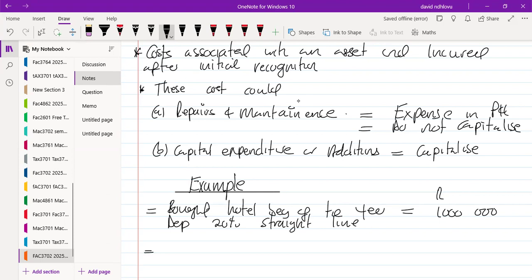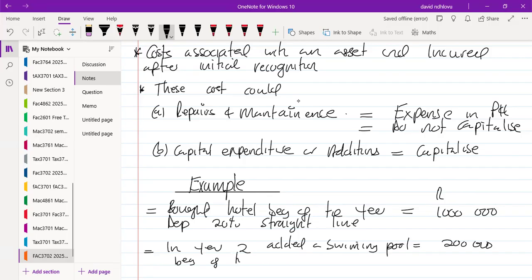Right, then they say in year 2, they added a swimming pool. The swimming pool was 200,000 and it was put at the beginning of the year. Now remember, the swimming pool is not a new asset. It is an addition to the building that we already have. It's an addition to that hotel.